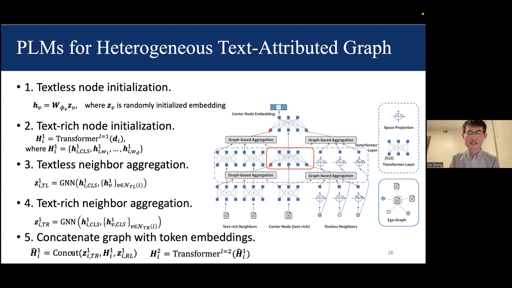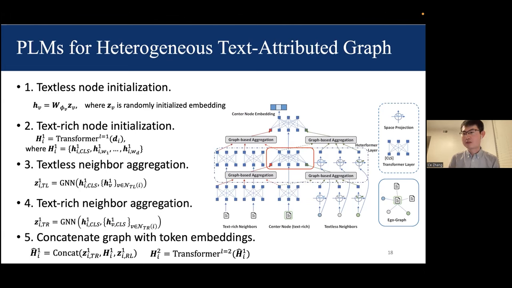Specifically, we do concatenation. We concatenate two Z's with H, where H is the embedding of the central node, and then we obtain a new embedding H hat. Then we input H hat to the next layer transformer.